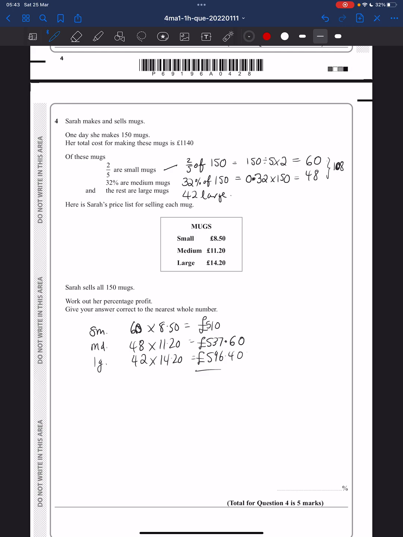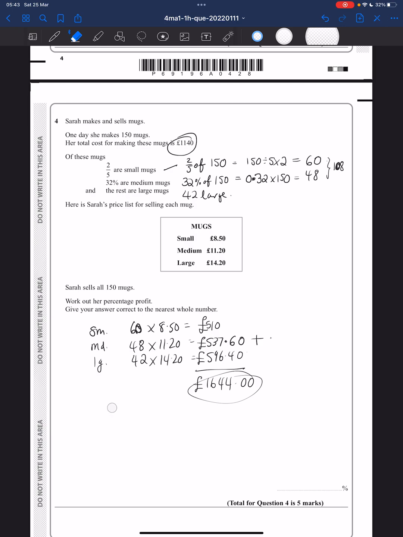That's how much she's got back. So she's got back 510 plus 537.6 plus 596.4. She's got back £1,644.0. Percentage profit. So she laid out £1,140 and she's got back £1,644, and it's just the profit.